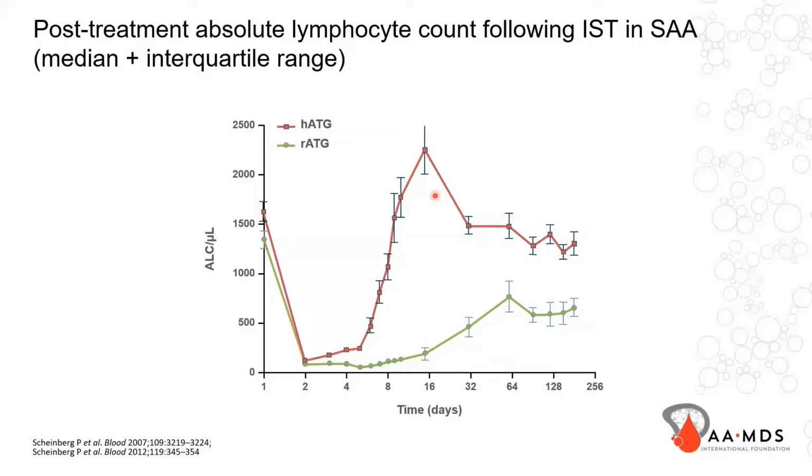So horse ATG actually did better. Why? Because the response rate to the horse serum or horse ATG plus cyclosporin was better. And there's a very powerful correlation between response to immunosuppression and survival in this disease. So you want to respond. If you respond to IST or immunosuppressive therapy, you put yourself in a better category. So this is about the anti-thymocyte globulin plus cyclosporin.